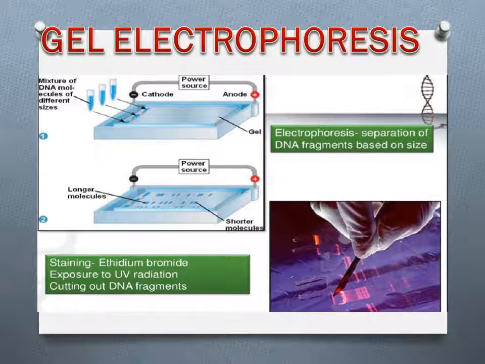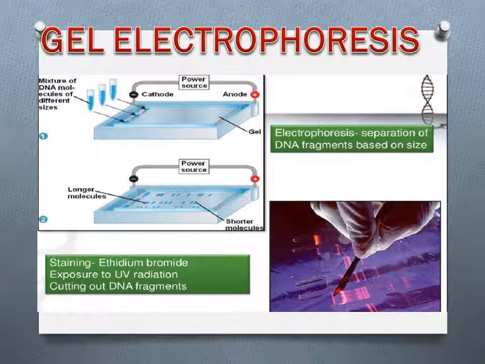The electric field is activated. The DNA fragments are negatively charged. They move towards the positively charged anode. Agarose has a sieving effect. Larger fragments move slowly, while the smaller fragments move fast and reach the farther end.